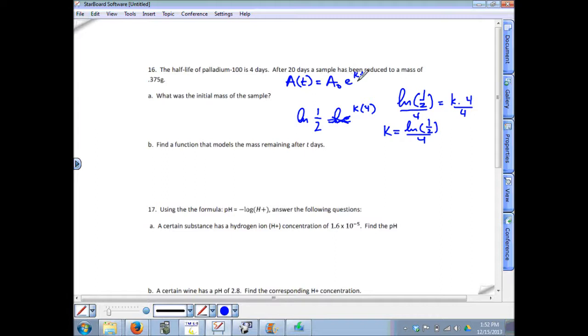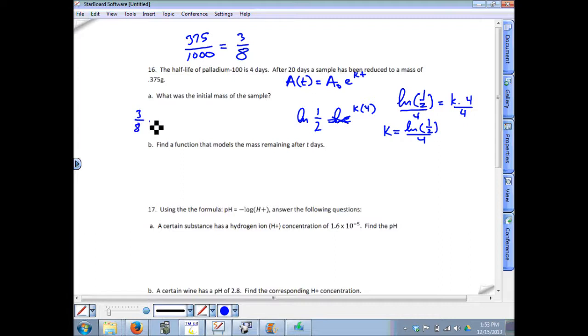Now that we know the value of k, we can say, okay, when time equals 20 days, there's 0.375 grams remaining. Because all of this has to be done by hand, 0.375 is going to be much easier to deal with if it's a fraction. 0.375 is 375 thousandths. If you simplified this, you would get 3/8. So 3/8 would be an A(t) value if t is equal to 20.